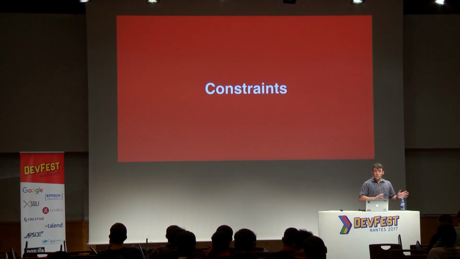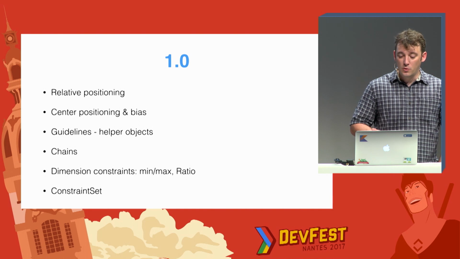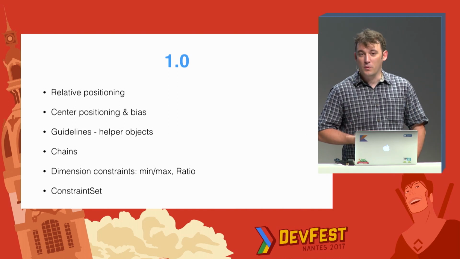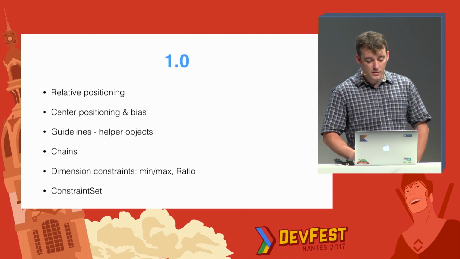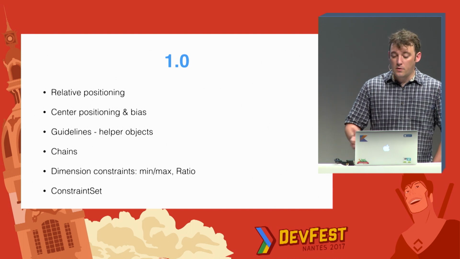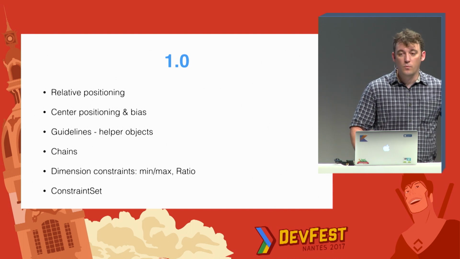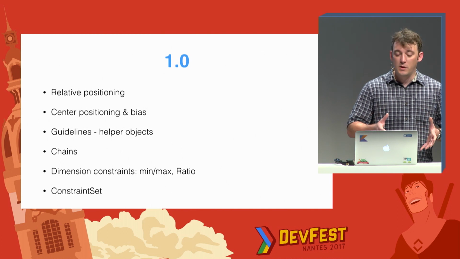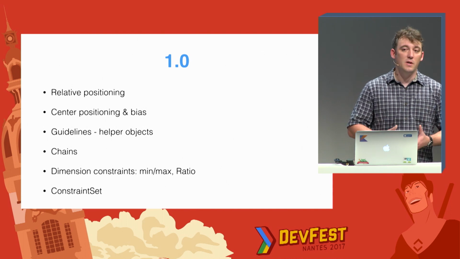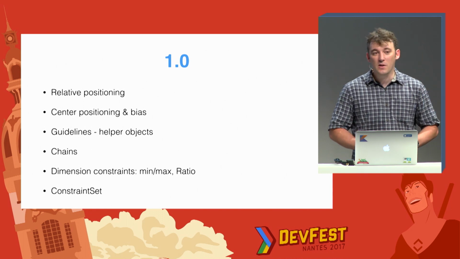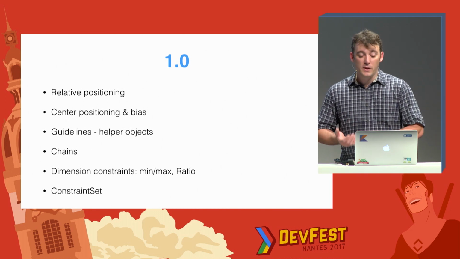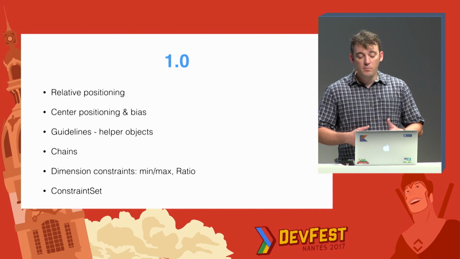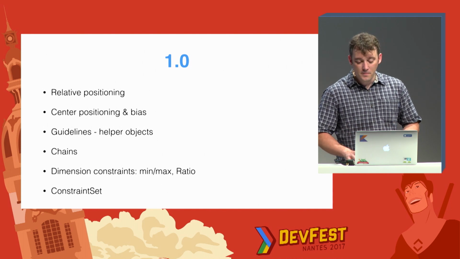All right, going back to constraint layout, now that you saw a little bit how everything is tied together in Studio. So when we announced 1.0, or more exactly, when we released the final version of 1.0 early this year, this is the set of features that we offered in 1.0. So we had relative positioning and center positioning and bias, which, as I said, basically that's what constraint layout is. We also had guidelines, chains, and min-max and ratio, and constraint set.